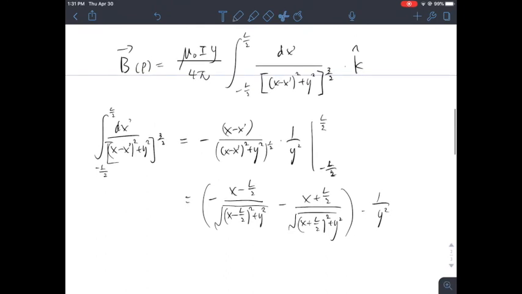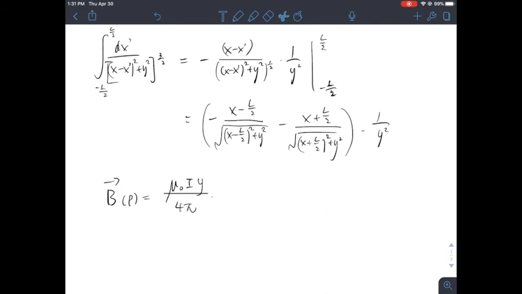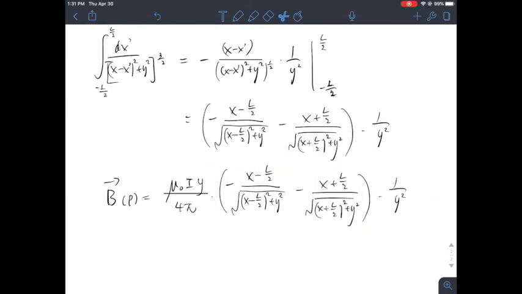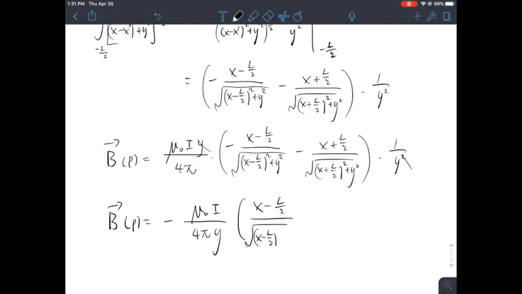So now let's plug it back into our magnetic field equation. Let's just copy and paste for ease. Then we have this expression here. Now let's simplify it a little bit. We know there are y squared and y, so let's cancel them out. We have mu 0 I over 4 pi y times x minus L over 2 divided by the square root of x minus L over 2 squared plus y squared, plus x plus L over 2 divided by the square root of x plus L over 2 squared plus y squared.